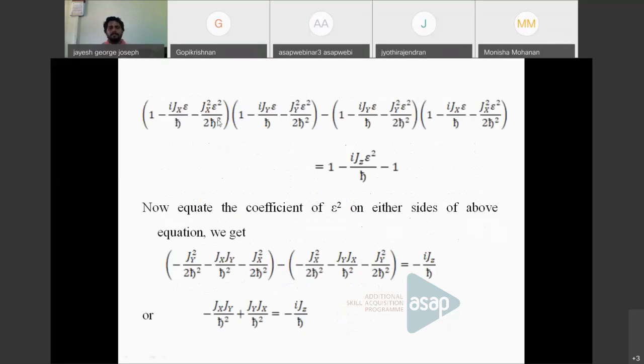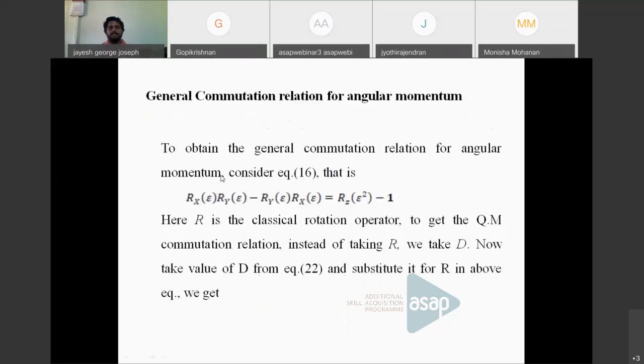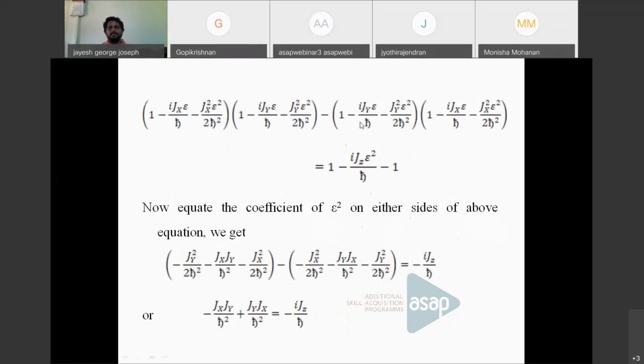This is Dx, this is Dy, this is Dy, and this is Dx, and the right side is equal to 1. Here also we are limiting up to epsilon squared, and now we equate the coefficient of epsilon squared on either side of the above equation. Then we get, multiplying each term, the first one multiplying all the others, and then the term minus Jy squared divided by 2 h cross squared.